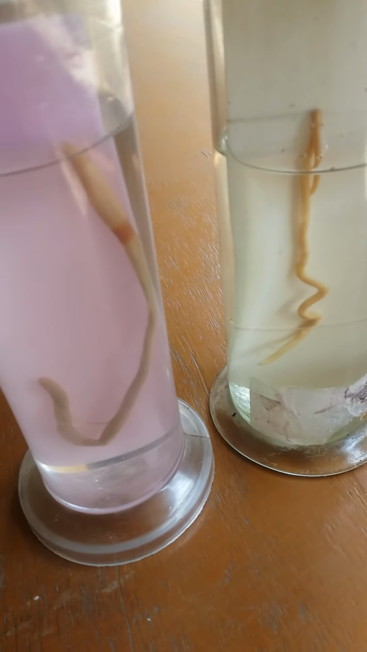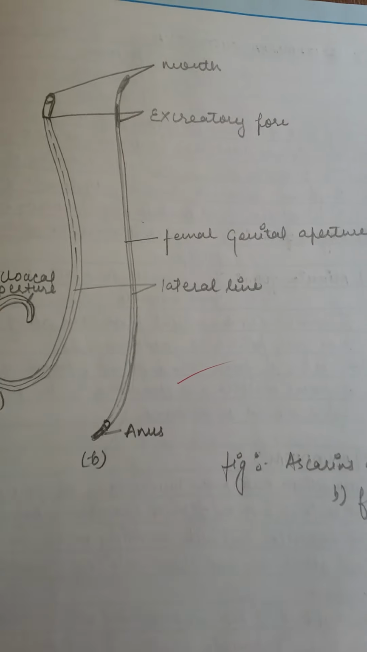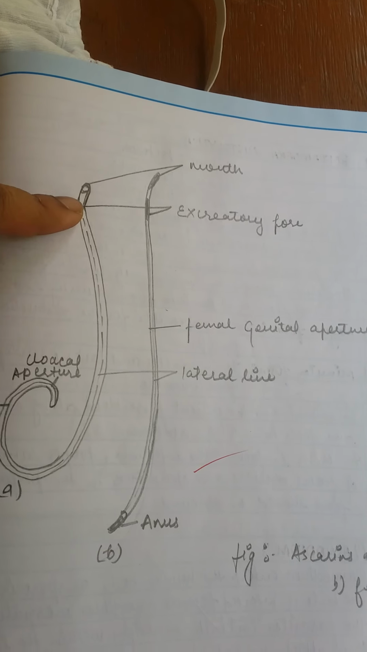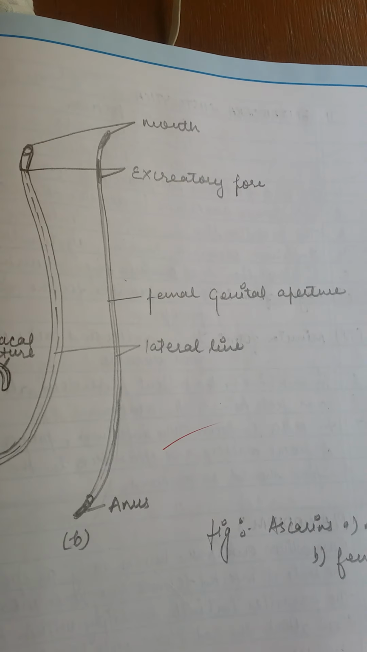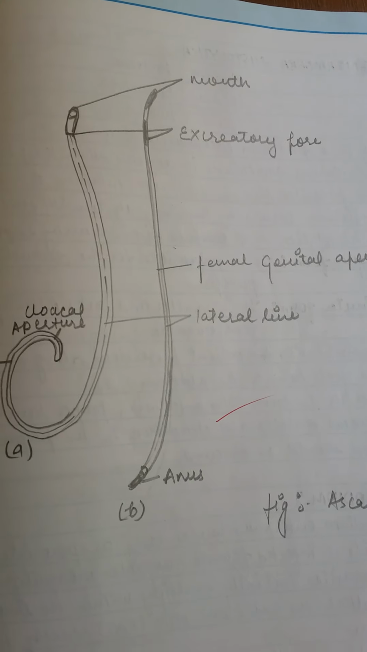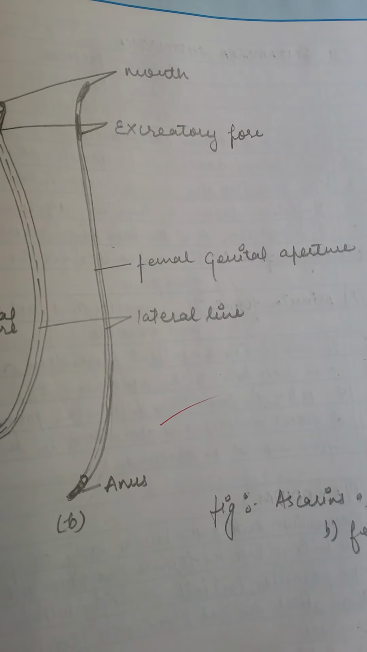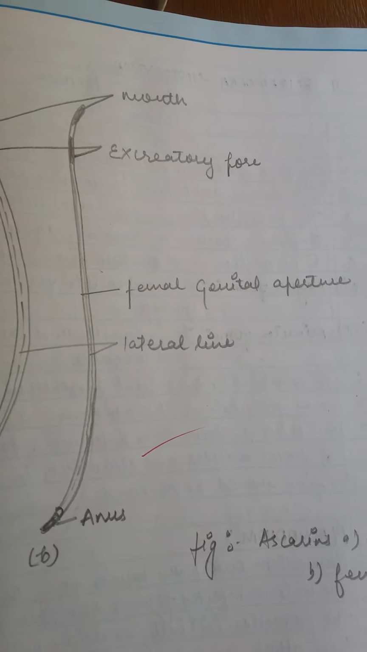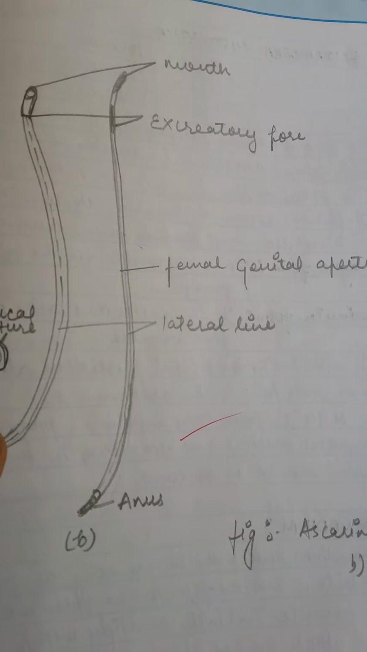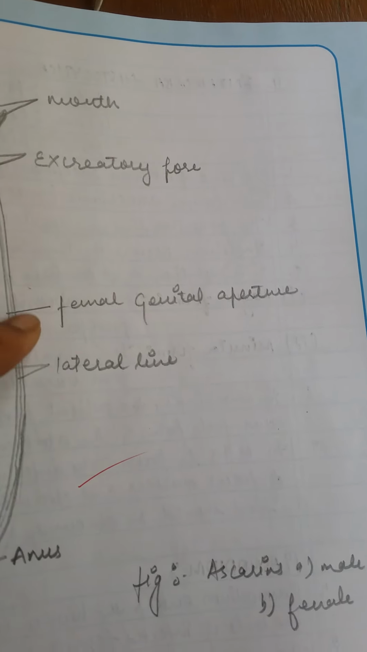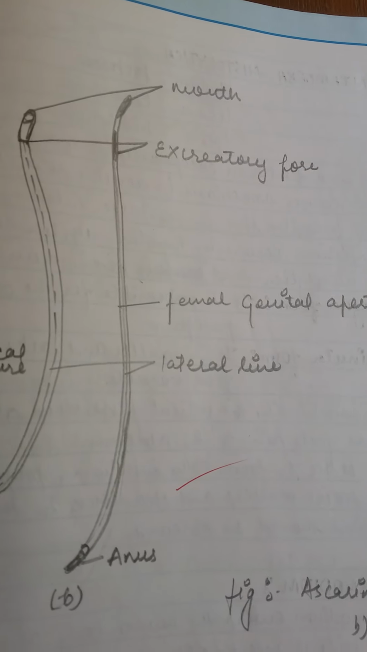In this, we have the characteristic feature that this is an endoparasite that is present in the small intestine of human beings, and it is very common in children. The body is cylindrical and tapering at both ends. The female is longer than the male.